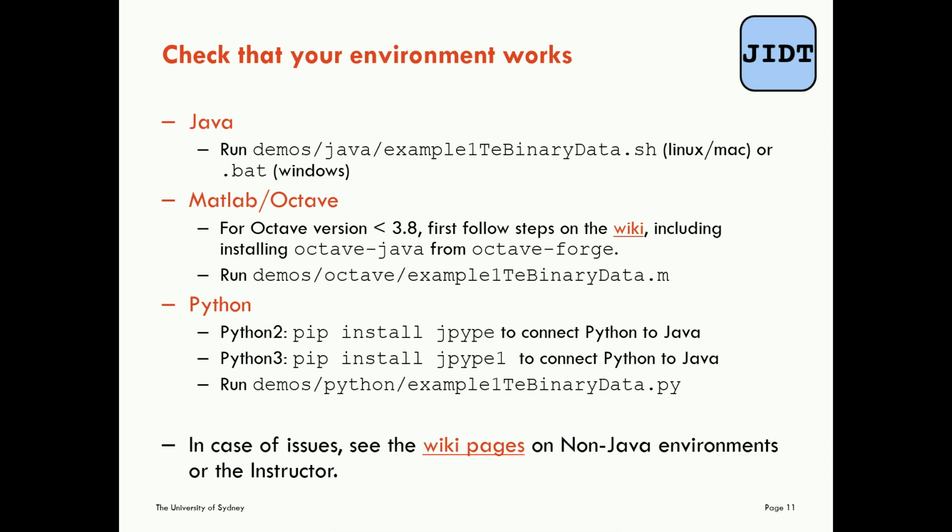installations work. Now Matlab should work out of the box for you. You shouldn't need to make any extra installations for that. Octave should work out of the box as well. If you're on a version 3.8 or greater, you should have Octave Java capability installed for you automatically. Sometimes people turn that off. If that's the case, you will need to install the Octave Java package from Octave Forge. Okay, and that's described on the wiki as linked here. But let's go and check that we can run this sample script in Octave and Matlab.